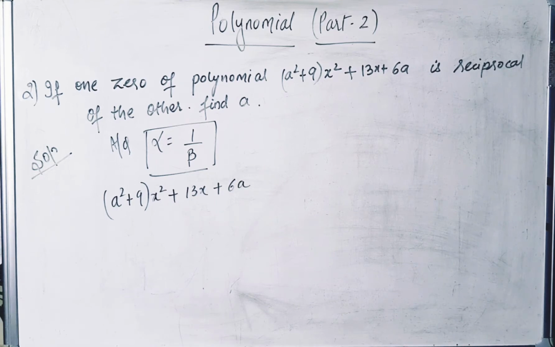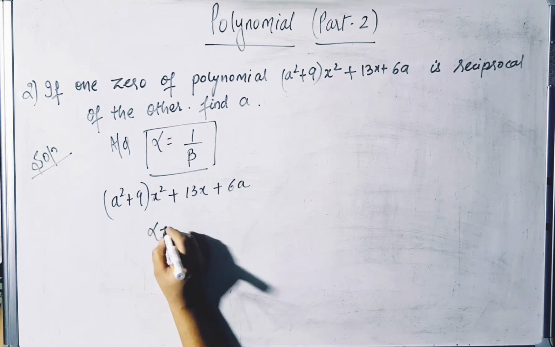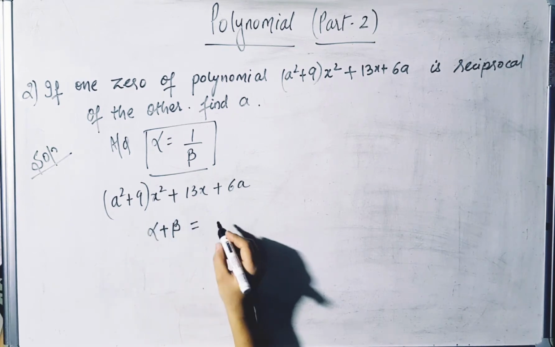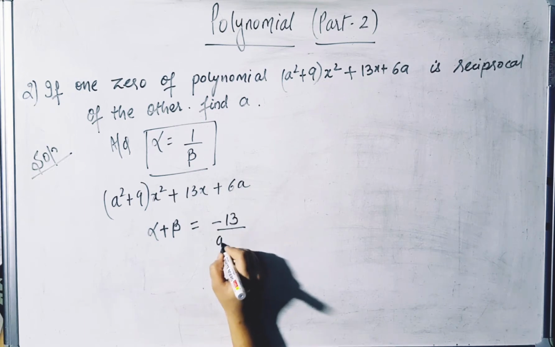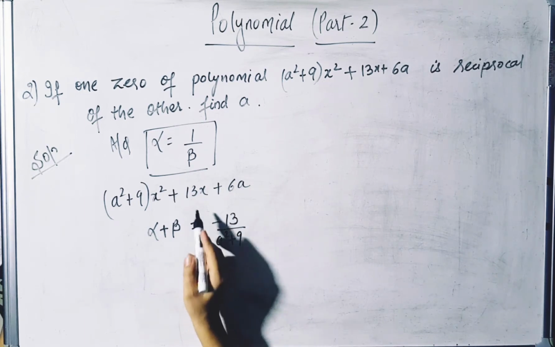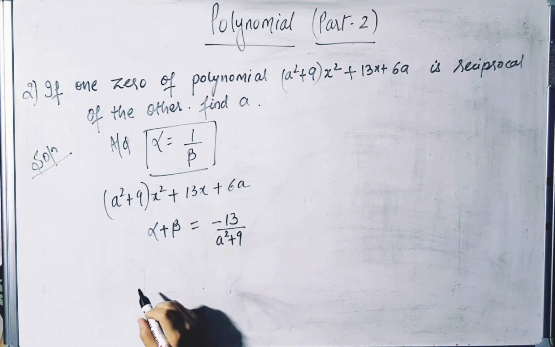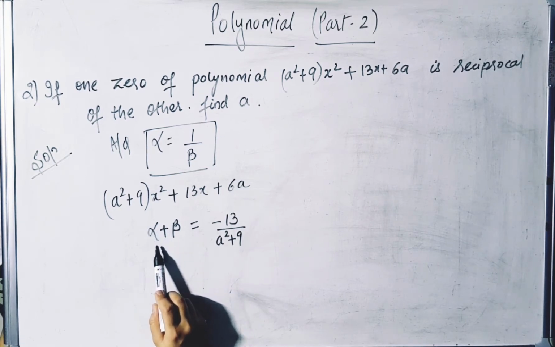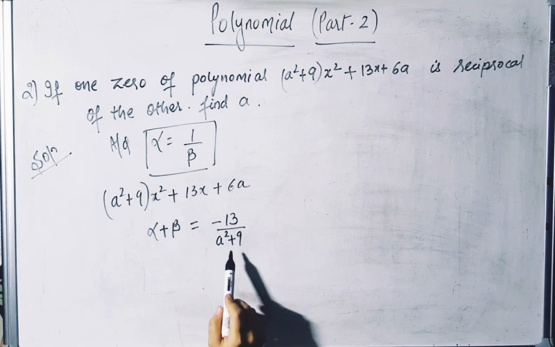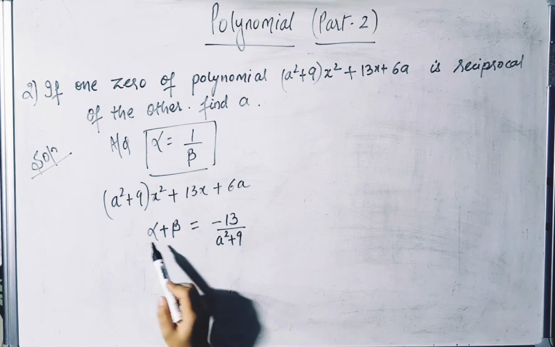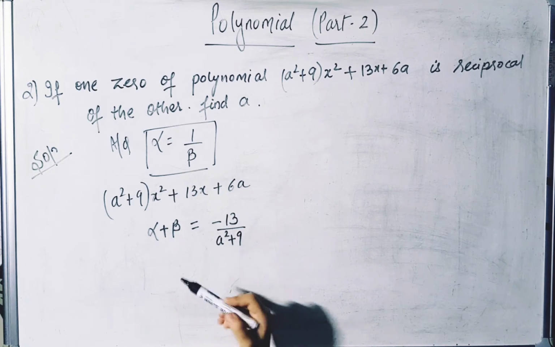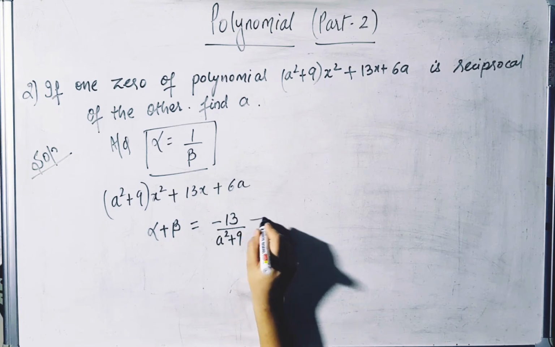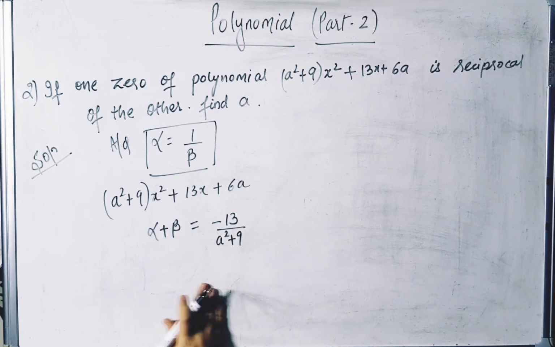Now what we'll do over here, we know alpha plus beta is minus coefficient of x upon coefficient of x square, that is minus 13 upon a square plus 9. Now if I put 1 by beta in place of alpha here, I'll get a quadratic equation, and similarly here also I'm getting a quadratic equation. If I solve it, it will be more complicated, because two unknown values will come here. So this equation is not of use to me. So I'll look towards the next equation.